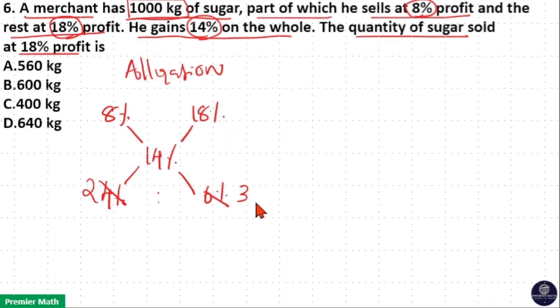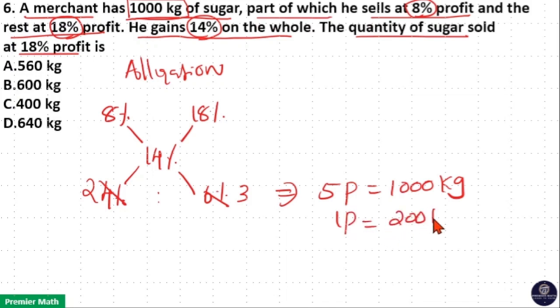So here the total amount of sugar is 1000 kg. That is 2 plus 3, total 5 parts is equal to 1000 kilograms. Then 1 part is equal to 200 kilograms, and we need to find the quantity of sugar sold at 18%. That is, 3 parts is equal to 3 into 200, 600 kilograms. So option B is your answer.